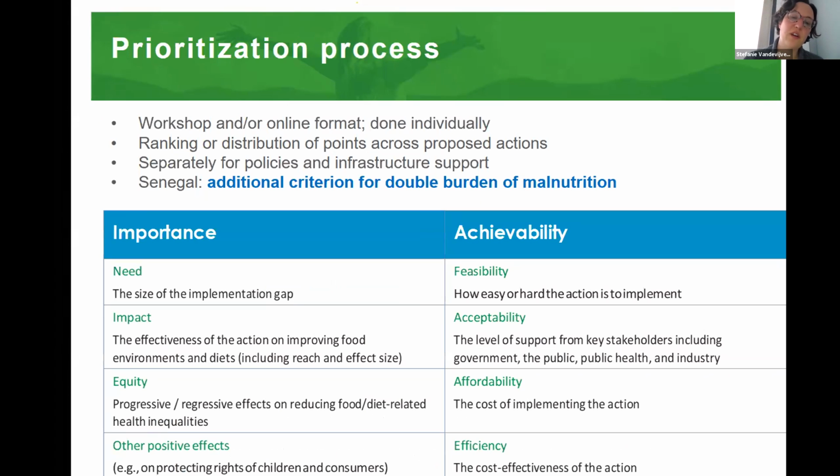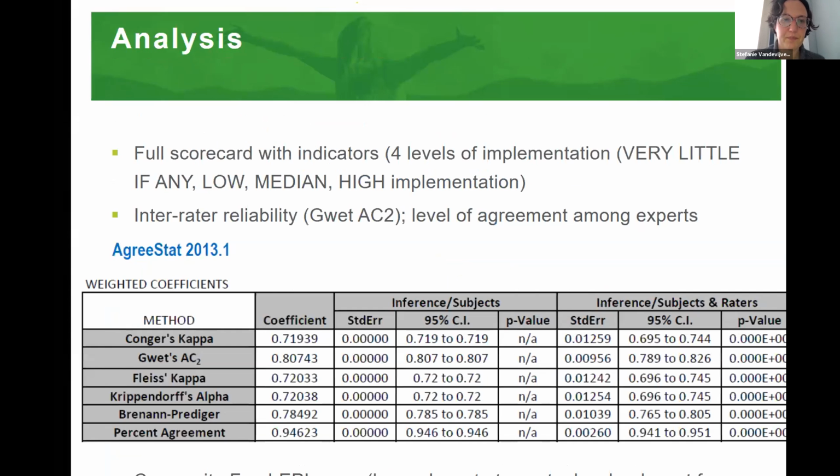And then the results are put together, and actions that get the most points are the most important or achievable. You can also rank them, or you can allocate points to them. There are several ways of conducting the prioritization, but it's the way it has been done up to now. It's an individual exercise. I can see ways it could also work in a group, but that's to be discussed. It's always been done individually.